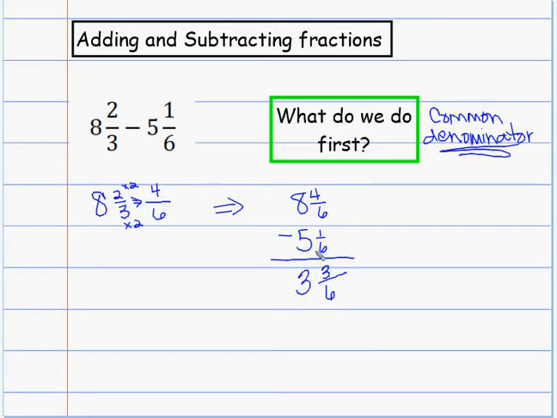Now look at this answer, and hopefully you say, whoa, that's not acceptable, because you can reduce. 3 and 6 have a common factor of 3, so divide both 3 and 6 by 3 and you end up with 3 and 1/2. So the difference between 8 and 2/3 and 5 and 1/6 is 3 and 1/2.